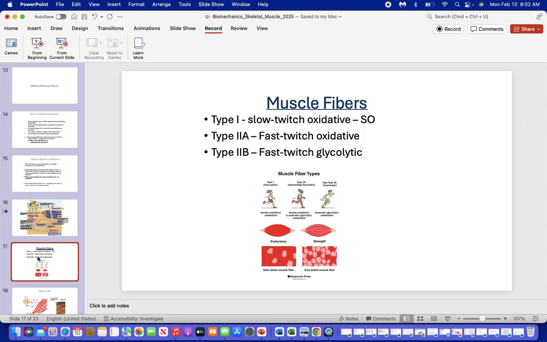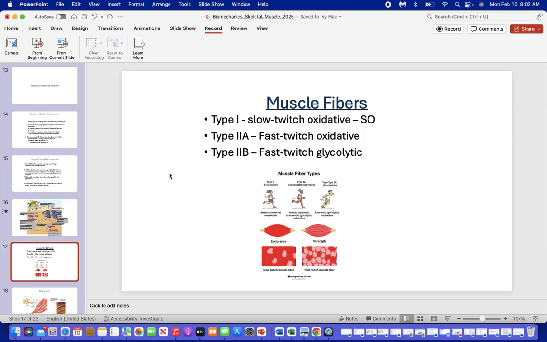All right. There are 3 types of skeletal muscle fibers. Type 1, which is slow twitch oxidative. Type 2A, fast twitch oxidative. And type 2B, fast twitch glycolytic.